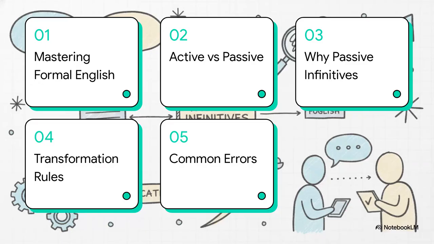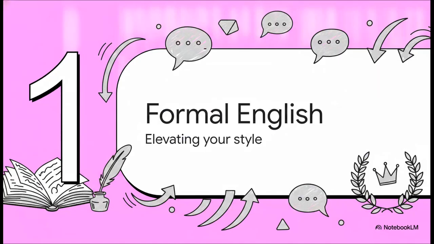So here's our quick roadmap for today's explainer. First, we'll talk about mastering formal English. Then we'll compare active versus passive structures. After that, we'll get into the strategy. Why use passive infinitives? Then I'll give you 3 steps to transform your sentences, and we'll wrap up by fixing common grammar mistakes. All right, part 1, mastering formal English and elevating that communication style.